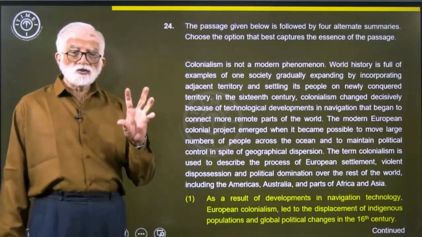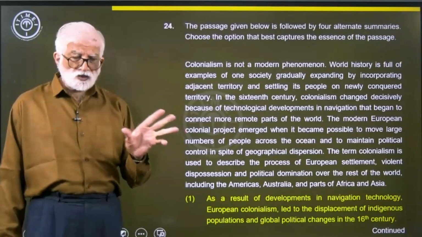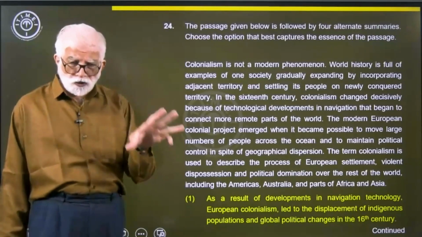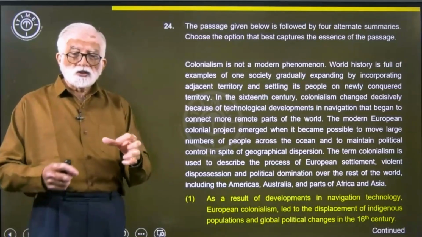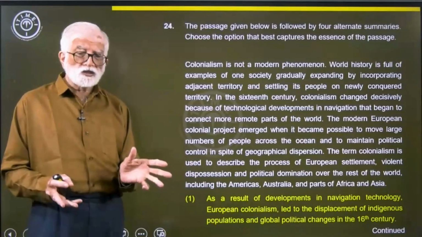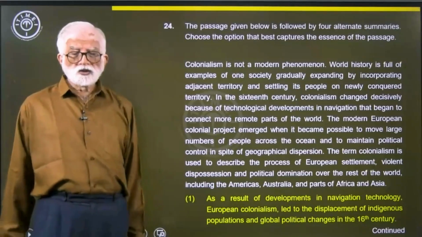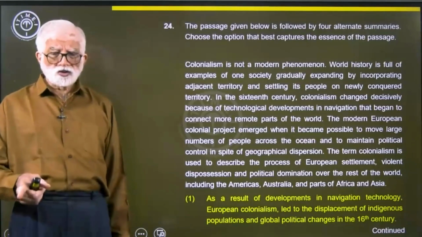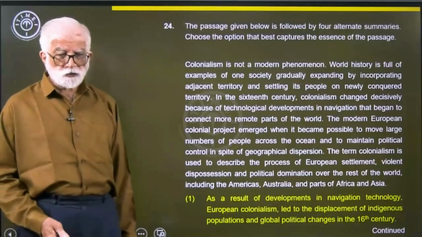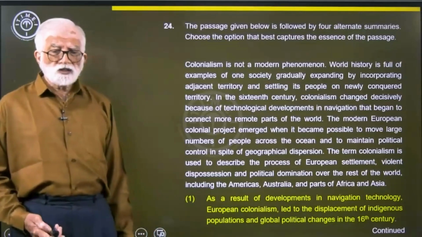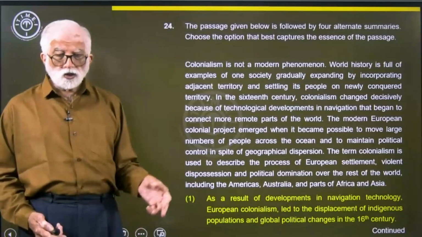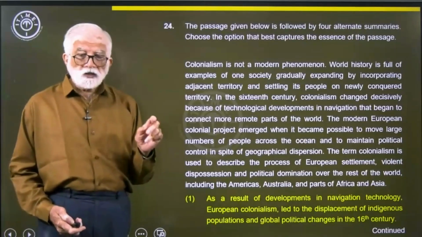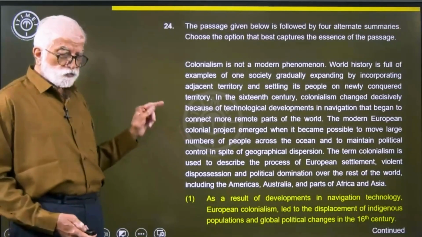So, the person tells you that it's not modern, it started centuries ago thanks to the fact that people were able to sail and keep connection with the rest of the world, but it was typically a European kind of process which affected the Americas, North and South, Australia and other parts of Africa and Asia. Okay. So, as a result of developments in navigation technology, European colonialism led to the displacement of indigenous populations. It involves dispossession.